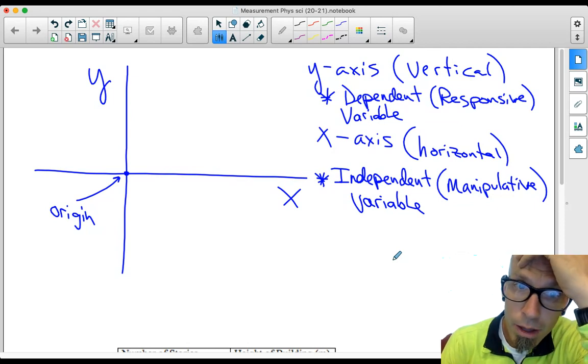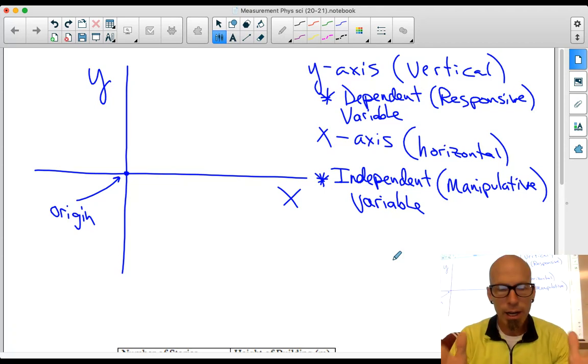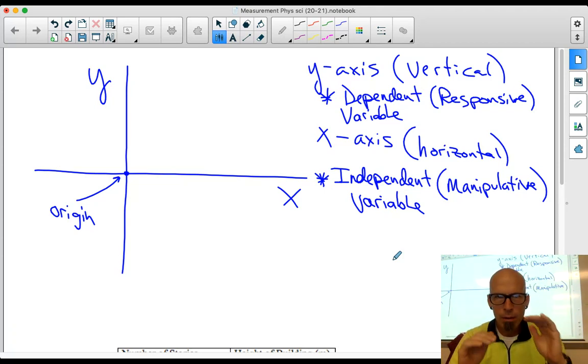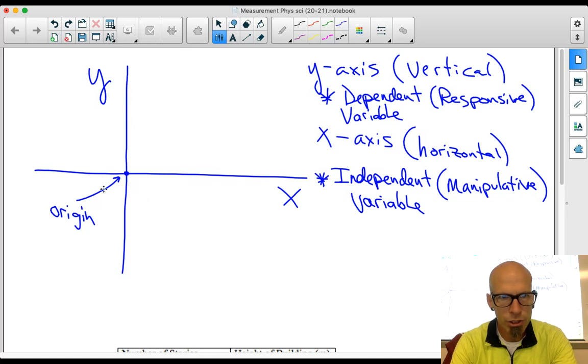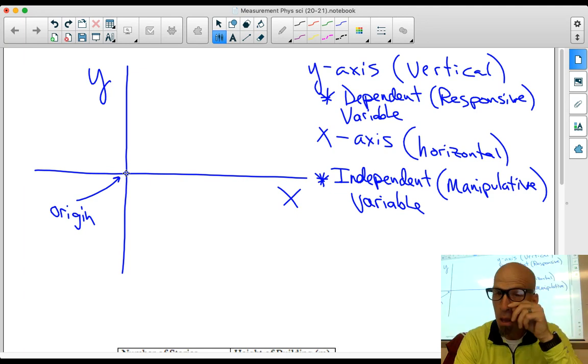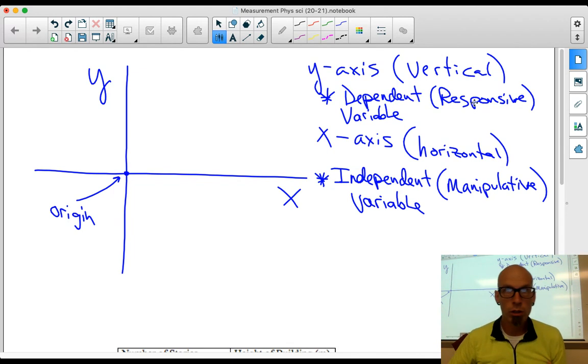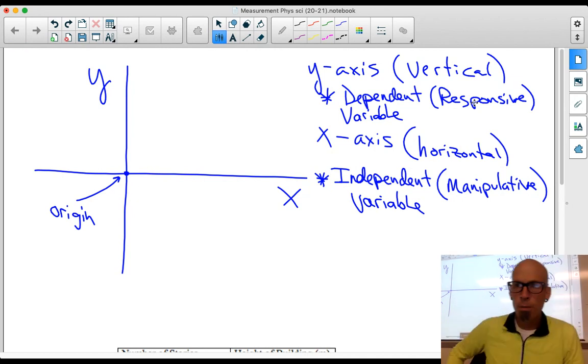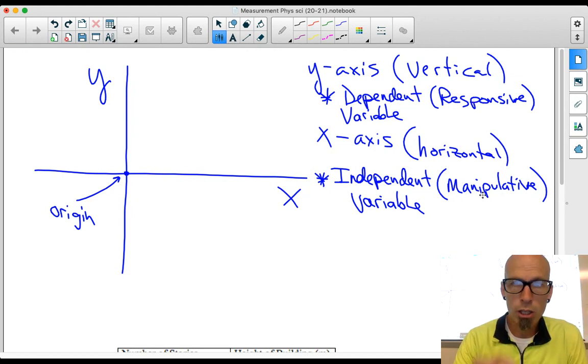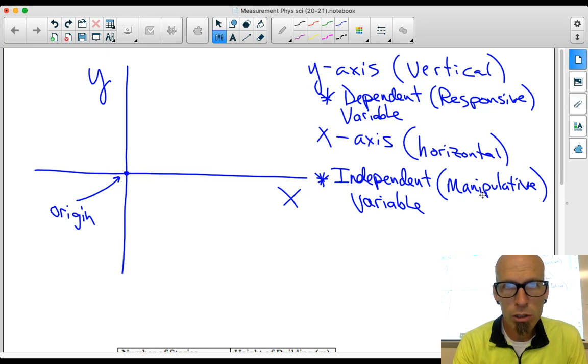We talked about how a line graph is set up, the names of the axes, the fact that the origin is the spot in the middle, which is the 0, 0 location. And then I talked about the independent and the dependent variables, what those mean. And then I gave some different terms to them, manipulative and responsive, because I think those are a little more descriptive. So the manipulative variable is the one that you are making some changes to.